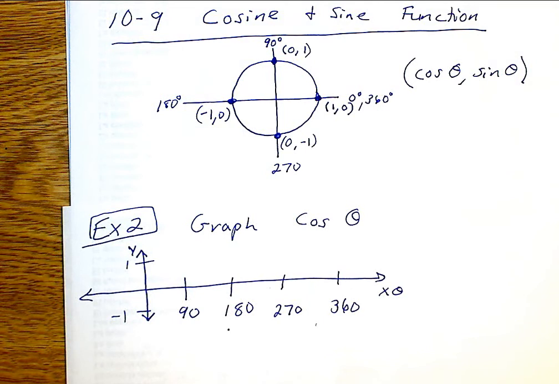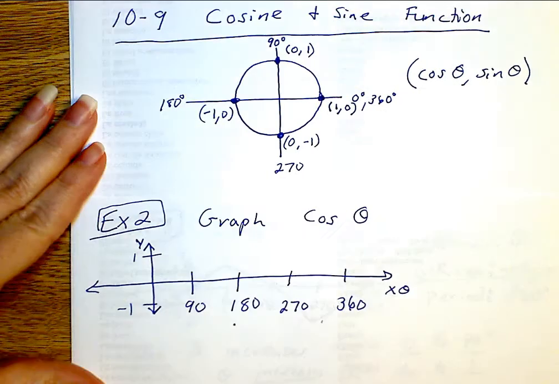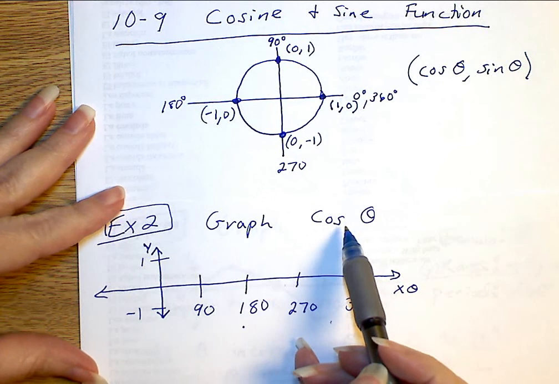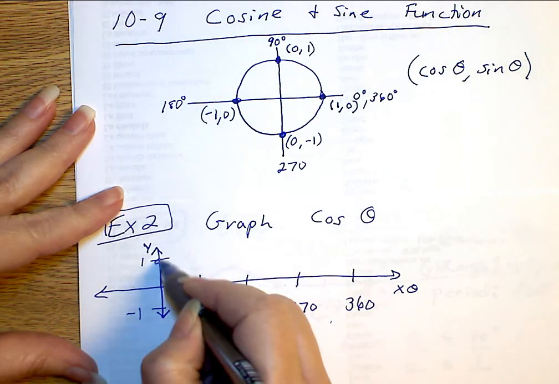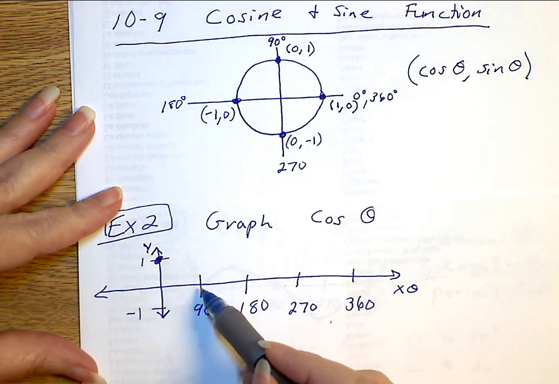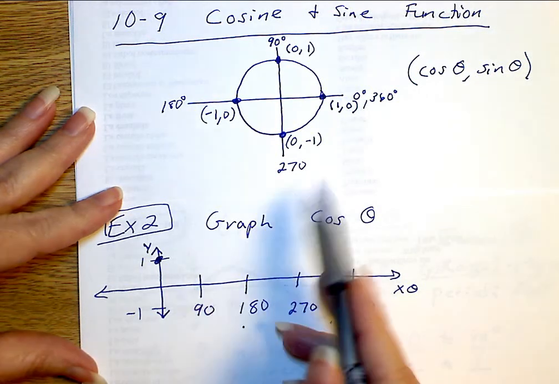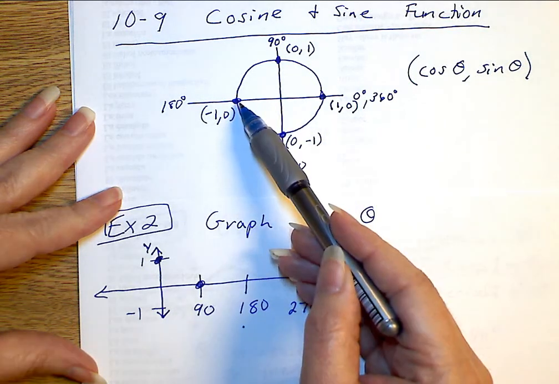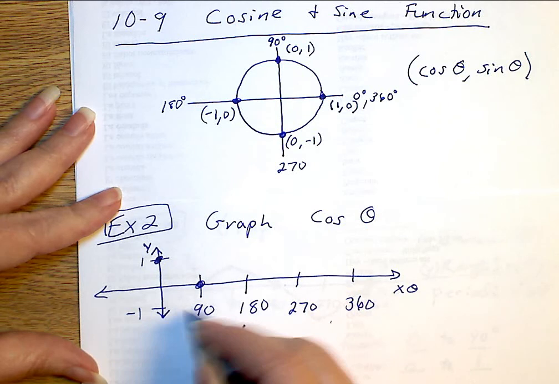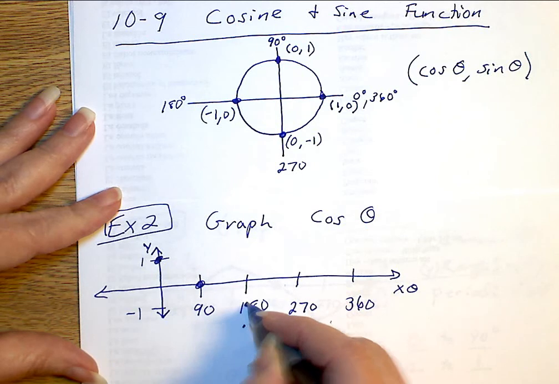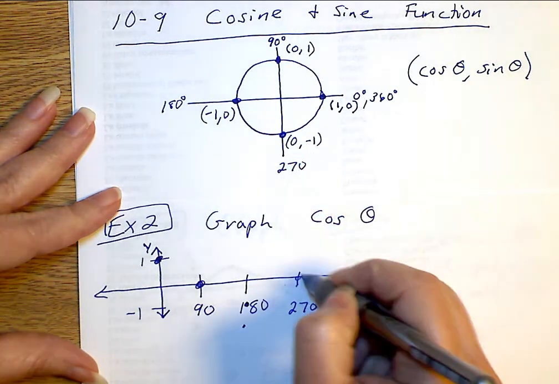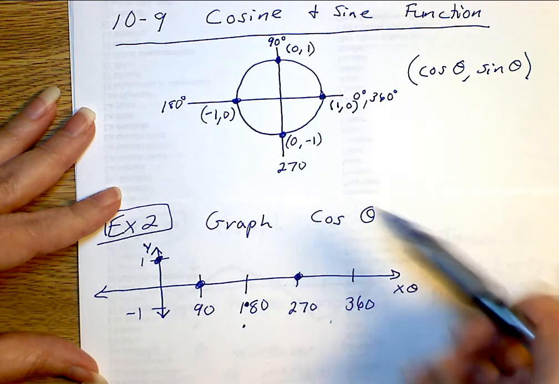All right, anybody need more time? All right, so starting at 0, what is my cosine value? 1 is right. So I have a point at 1. At 90, what is my cosine value? 0. At 180, my cosine value is? Negative 1. At 270, it's 0. And then at 360, it's 1.